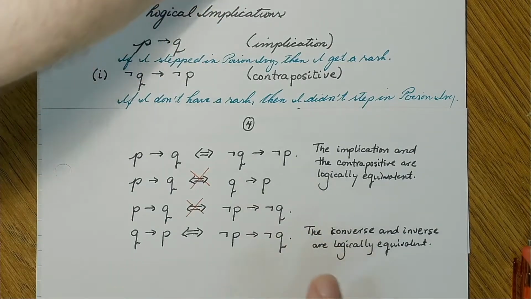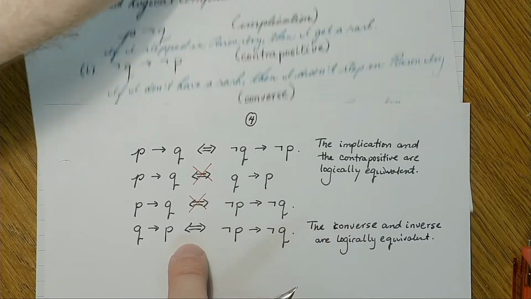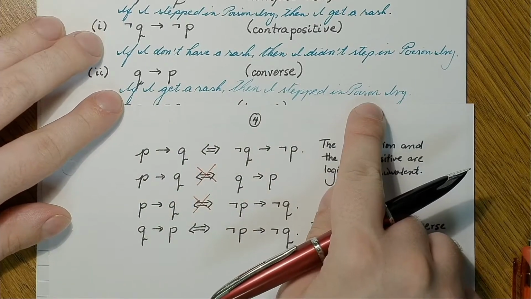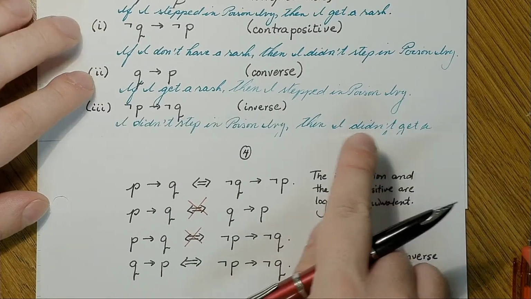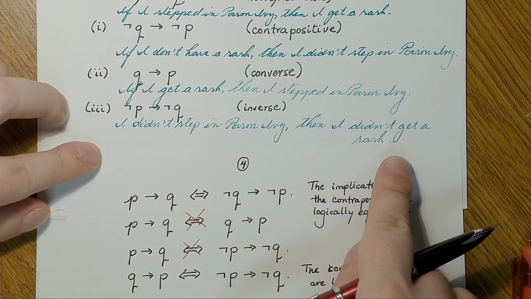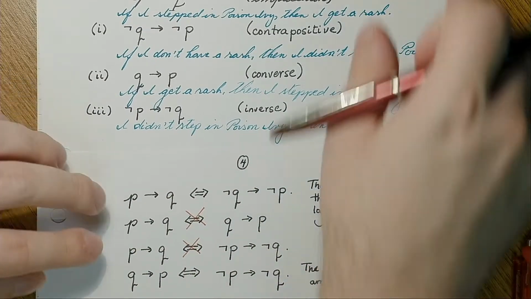And also this means that if I looked at the converse, which is if I got a rash then I stepped in poison ivy, then the logical equivalence is if I didn't step in poison ivy, then I didn't get a rash.